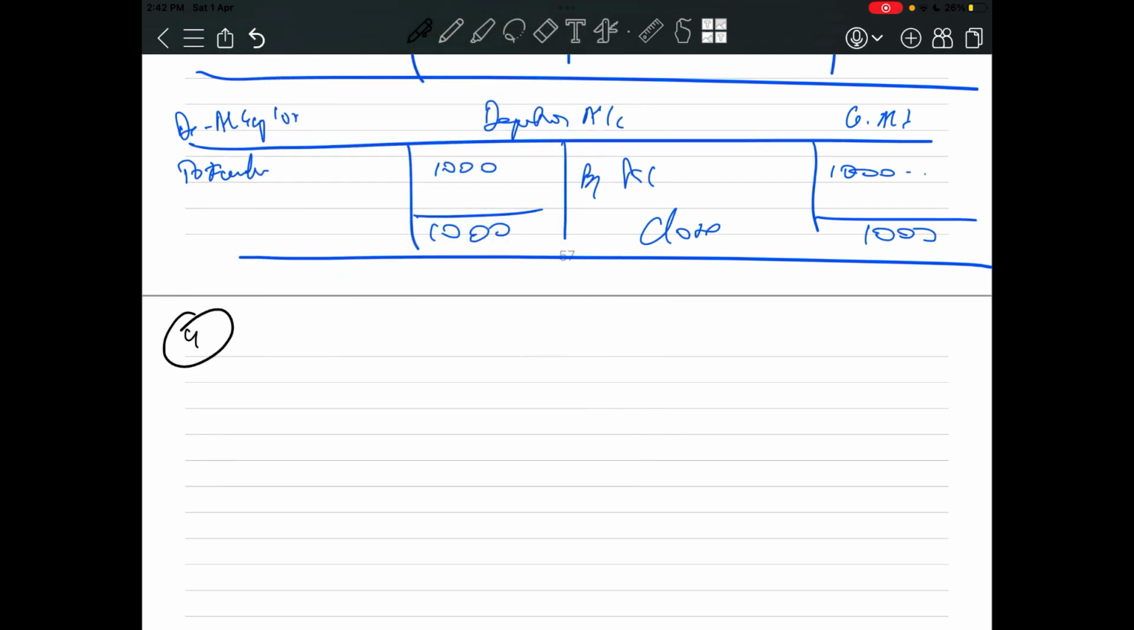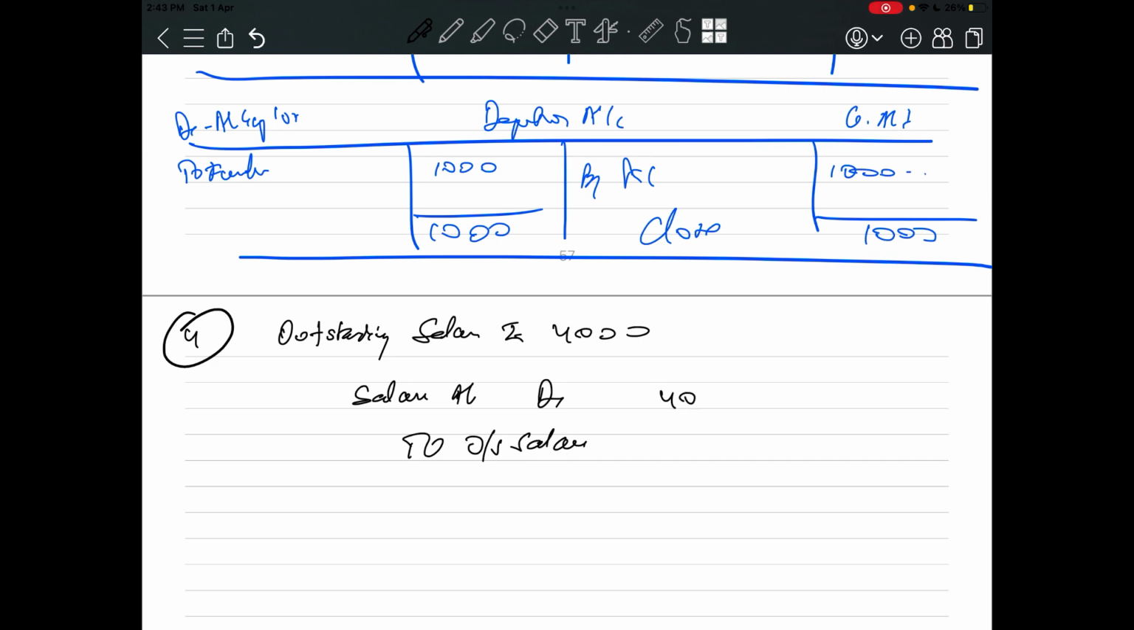Example number 4. Outstanding salaries, rupees 4,000. Now we have to provide for outstanding salaries, rupees 4,000. What was the journal entry? Salaries account debit to outstanding salaries account, 4,000. See, what has happened? Salary is an item of nominal account, debit all expenses and losses, and outstanding salary is a liability for us. So we have created liability and we have debited the expenses.